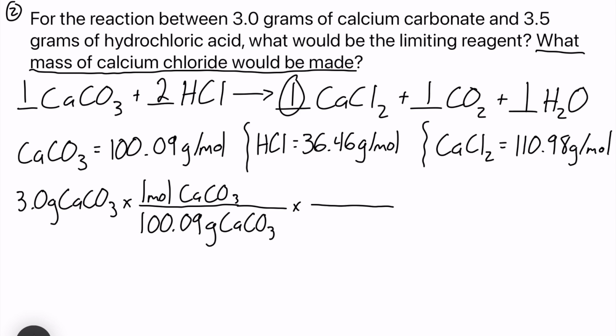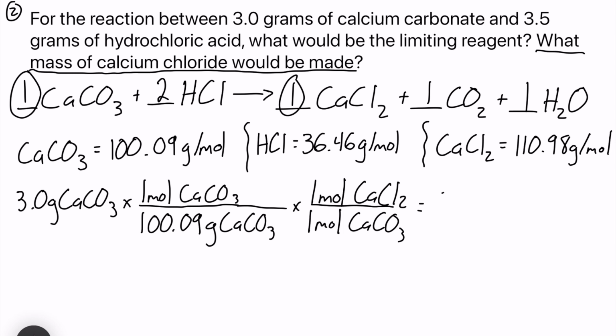Remember our balanced equation, those coefficients help us in this step. So we have 1 mole of CaCl2 for every 1 mole of CaCO3. And if you type that into your calculator, what you should get is 0.02997 moles of CaCl2. I'll just write it down here. All right, that is step 1.